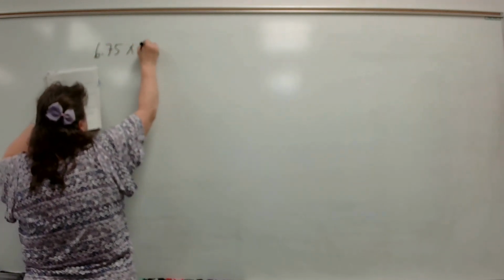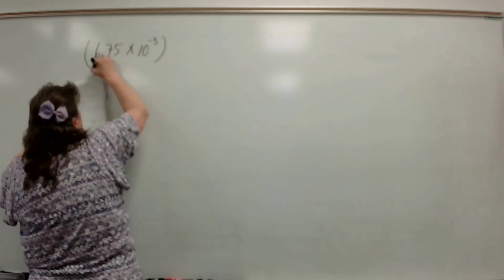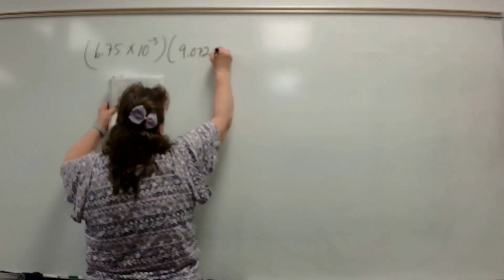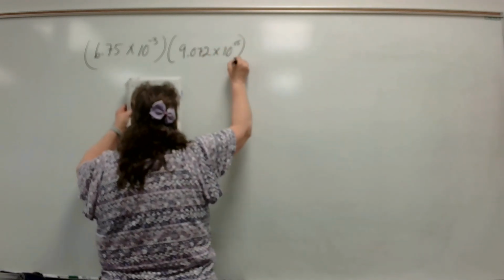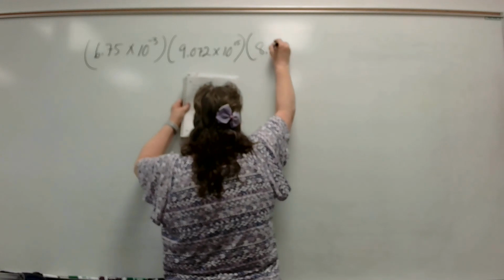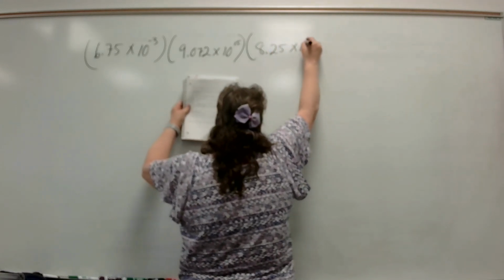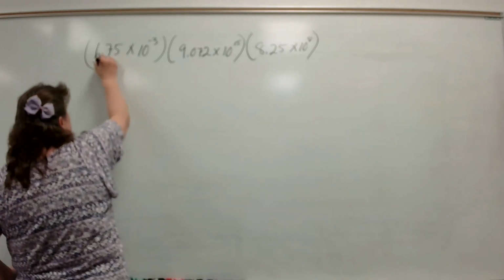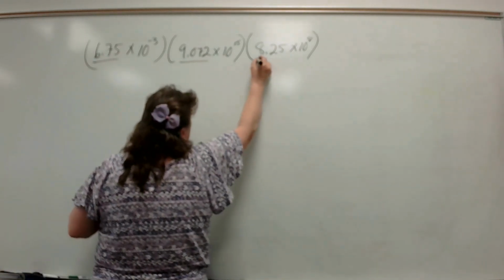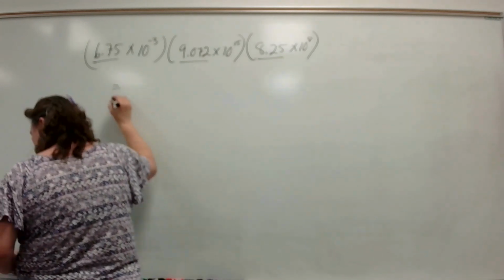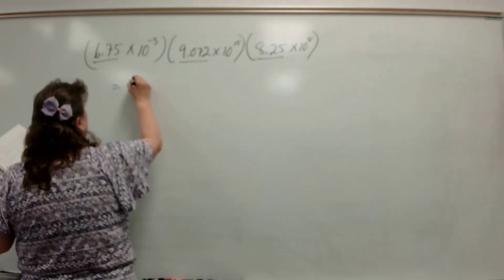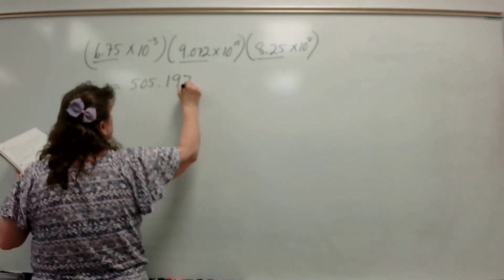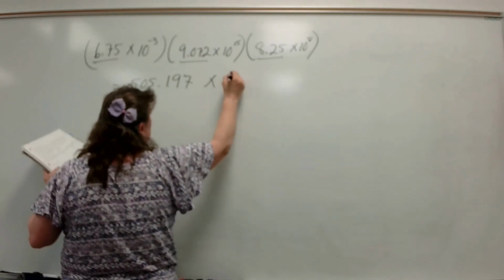6.75 times 10 to the negative 3. That number times 9.072 times 10 to the 15. And then 8.25 times 10 to the 8th. Okay, first of all, you're going to multiply this number times this number times this number. And that's going to equal this. 505.197 times 10 to what power?